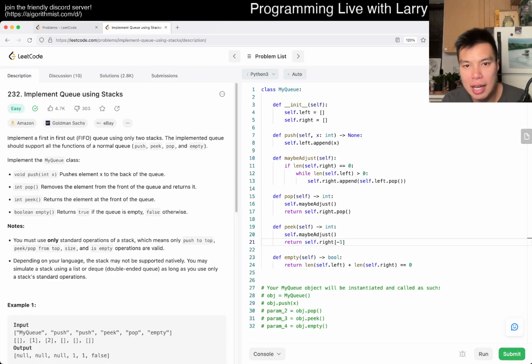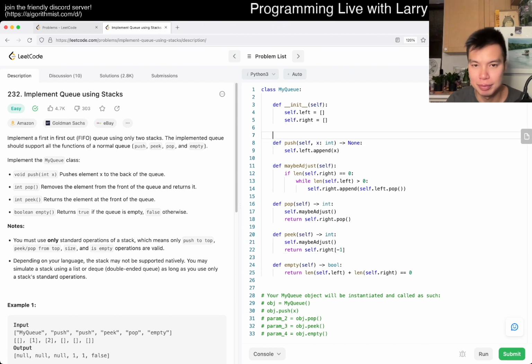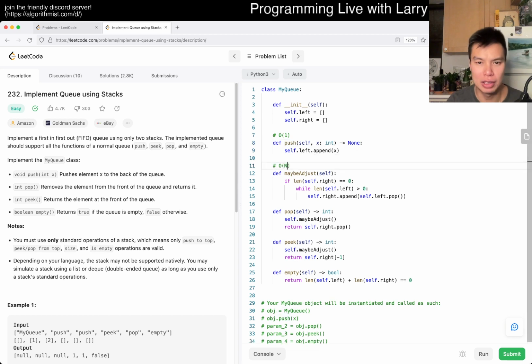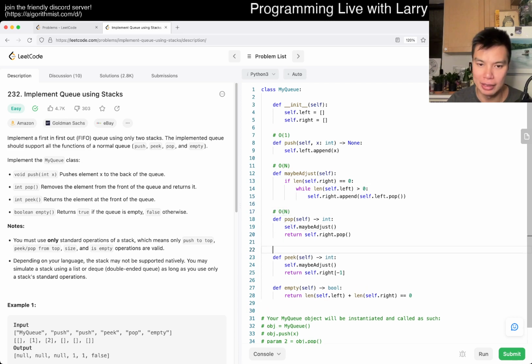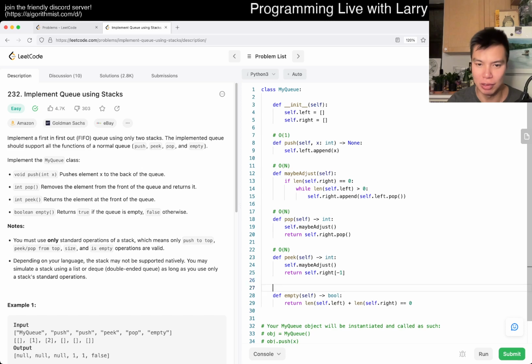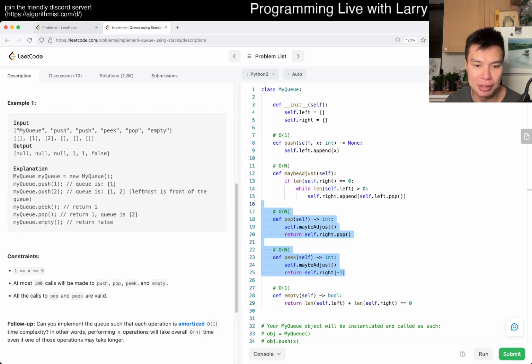So yeah, let's do the analysis. This is going to be O of 1. This is going to be O of n because at most there'll be n elements, right? And as a result, this is also O of n, and this is O of n, and this is O of 1. So then the question is, in that case, isn't this n squared?